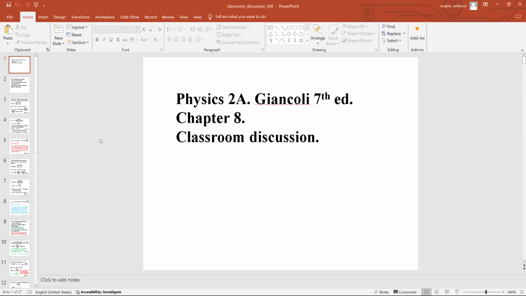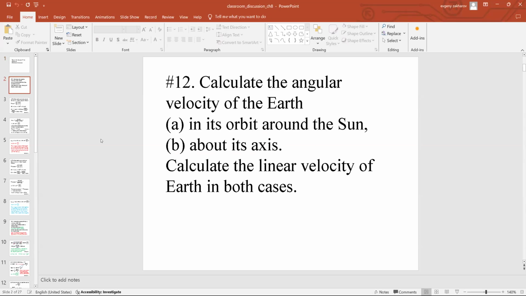Okay, classroom discussion for chapter 8. Here we go. First problem, calculate the angular velocity of planet Earth in its orbit around the sun and about its axis. Calculate the linear velocity in both cases. So, very interesting kind of rotation.